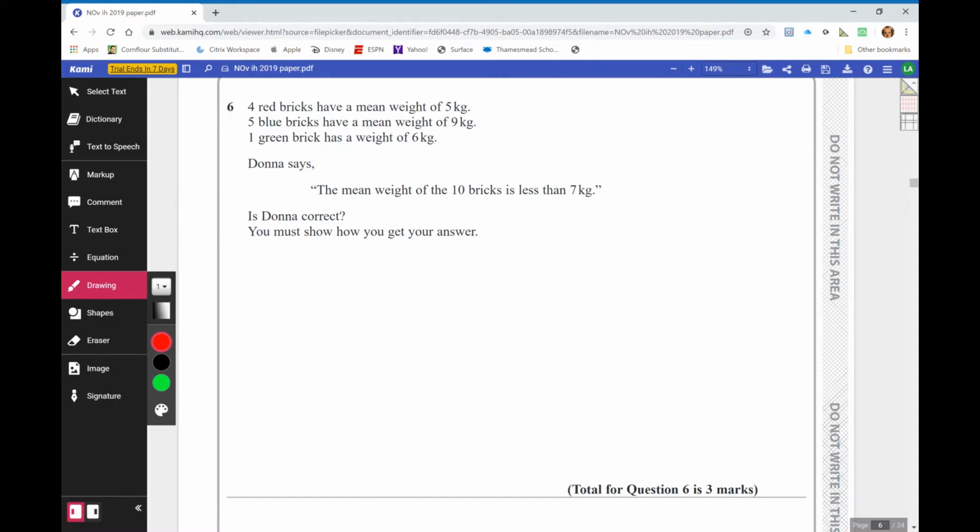4 red bricks have a mean weight of 5 kilograms. 5 blue bricks have a mean weight of 9. 1 has a weight of 6. Donna says the mean weight of the 10 bricks is less than 7 kgs. Okay, so first thing to do is find out the total weights of each colour. So to do that, for red, it's going to be 4 times 5. So all my red bricks weigh 20 kgs.